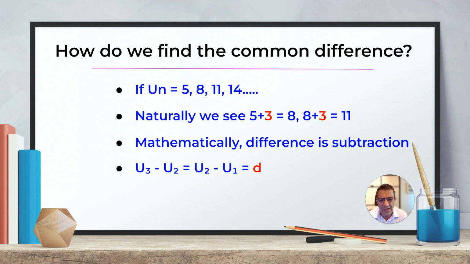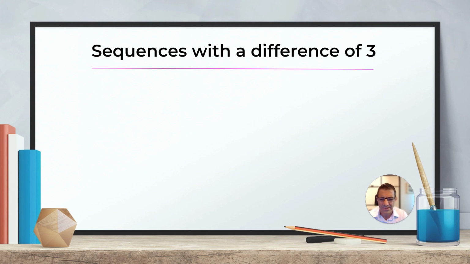And so the way to do that is to do u3 minus u2. So in this case, u3 is 11, u2 is 8. So when you do u3 minus u2, you get 3. When you do u2 minus u1, so 8 minus 5, you get 3. So 8 minus 5 is the same as 11 minus 8, and this is 3, which is d, the common difference. So let's look at some sequences here with a difference of 3.